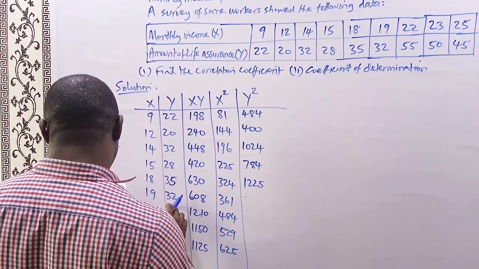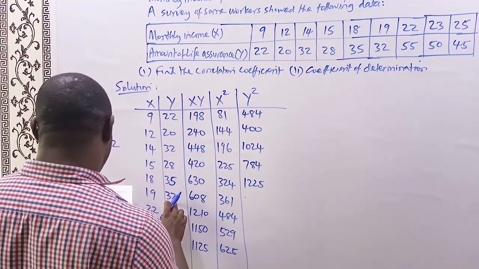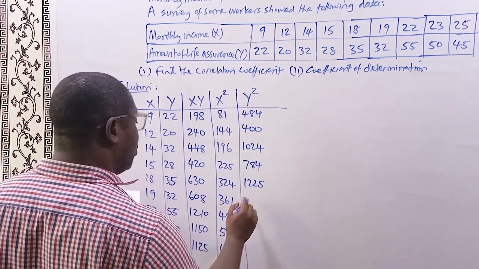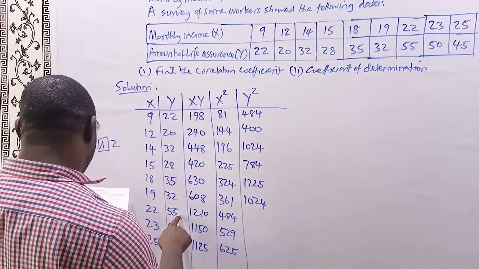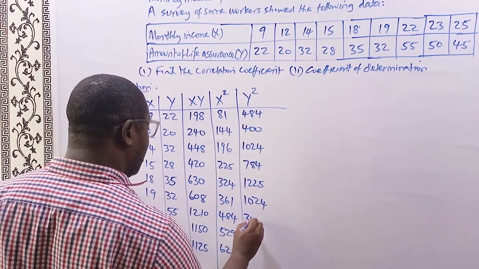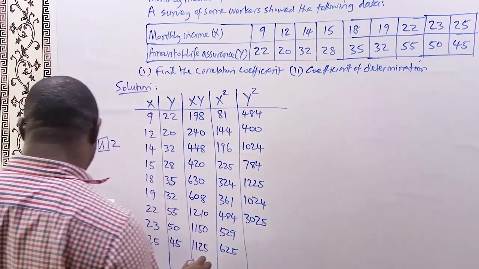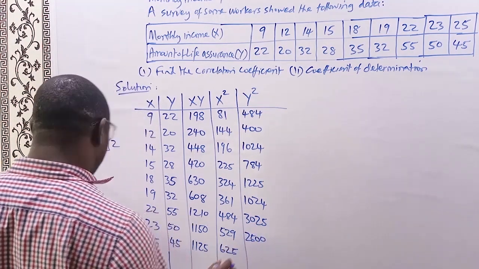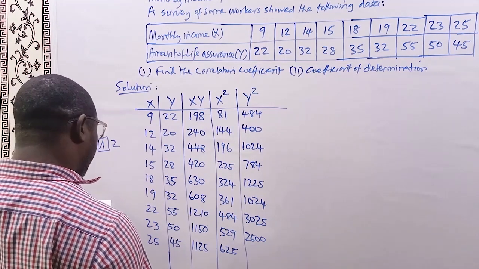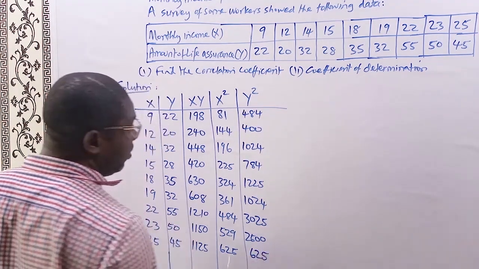Then 32 square here will give us 1024. Then 55 square will give us 3025. 50 square will give us 2500. Then 45 square will give us 625.